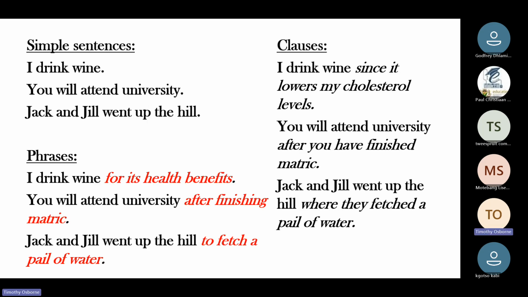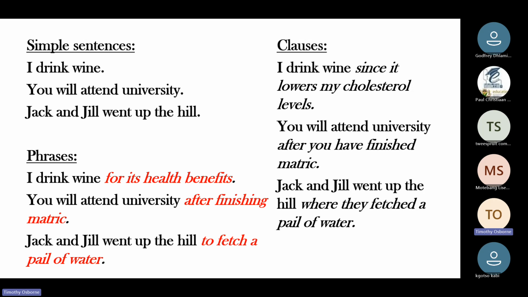Right, here are three simple sentences. We've got there, I drink wine. Okay, you will attend university. Jack and Jill went up the hill. And for those of you who are observant, the first sentence is in the first person. That's I, me, we, us. And it's in the present tense. The second sentence is in the second person because it's you, and it's in the future tense, will. And the third sentence is in the third person. That's he, she, it, them, they, him, her. And it's in the past tense. They went up the hill.